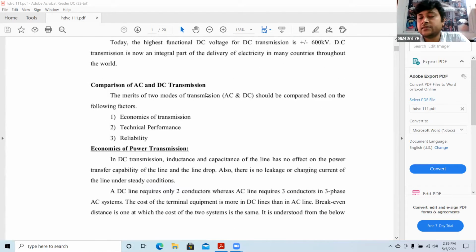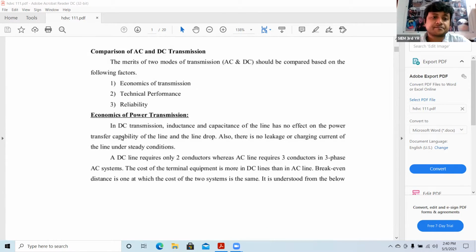Comparison of AC and DC transmission, we already did these things. The merits of the two modes of transmission, AC and DC, should be compared based on the following factors: economic transmission, technical performance, and reliability. Now, economics of power transmission.